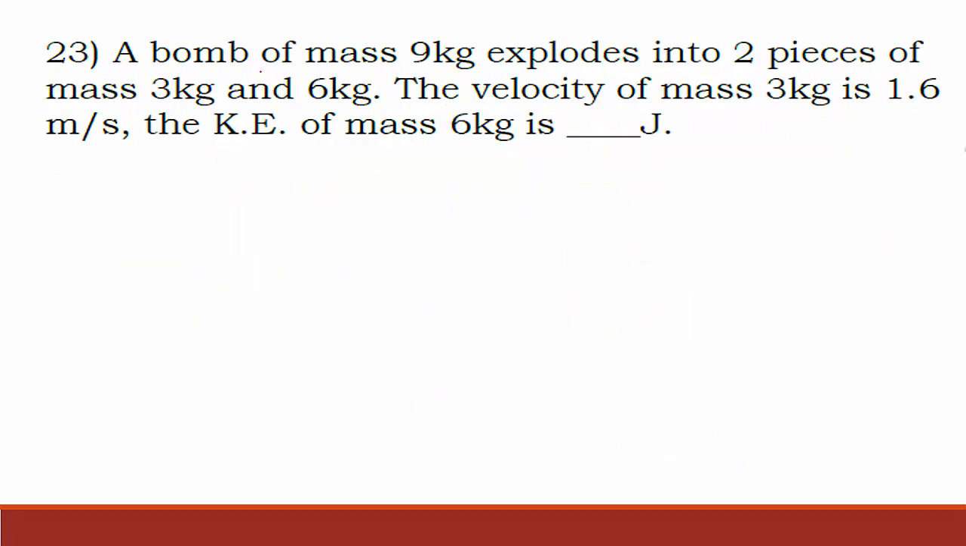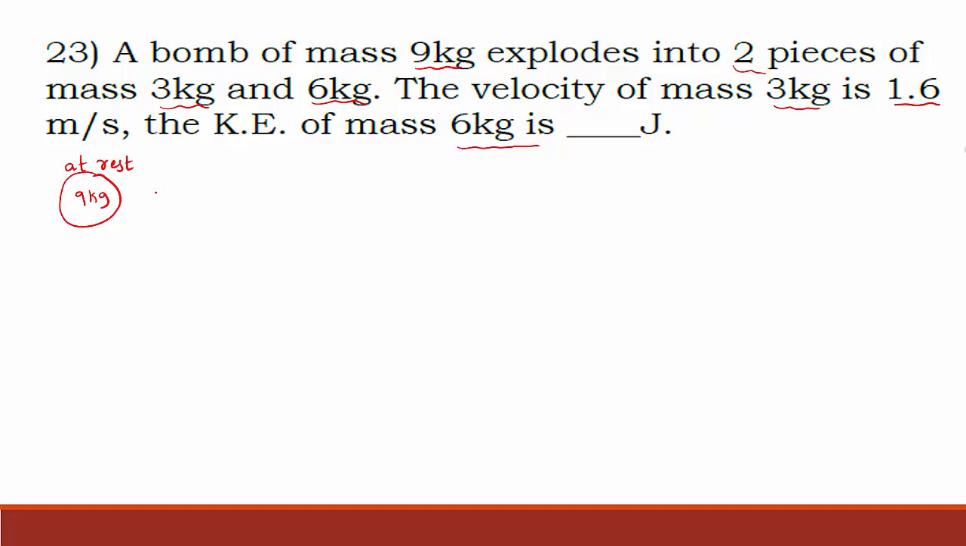23rd question. A bomb of mass 9 kg explodes into two pieces of mass 3 kg and 6 kg. The velocity of mass 3 kg is 1.6 meter per second. We have to find the kinetic energy of mass 6 kg. According to the problem, there is a 9 kg bomb. Initially it is at rest.